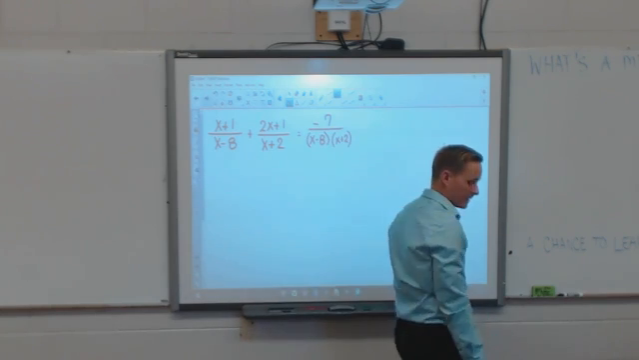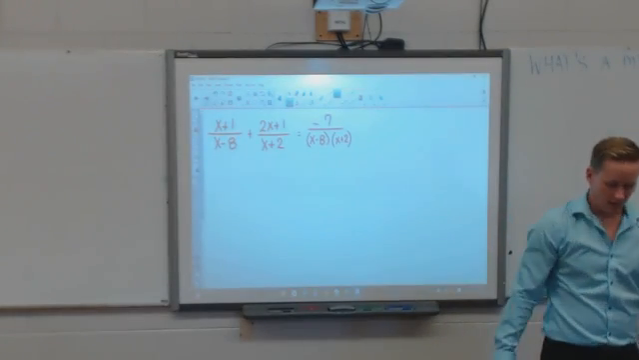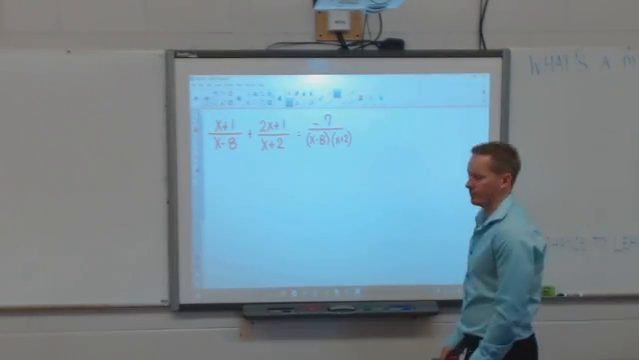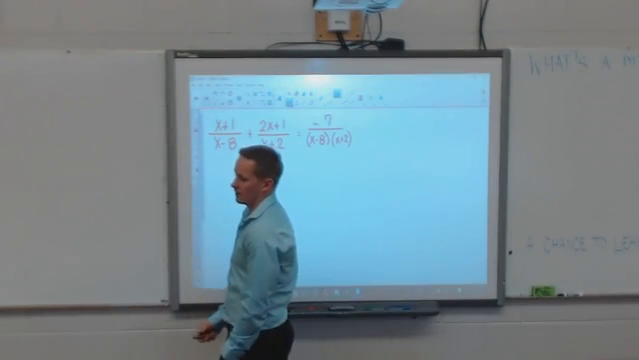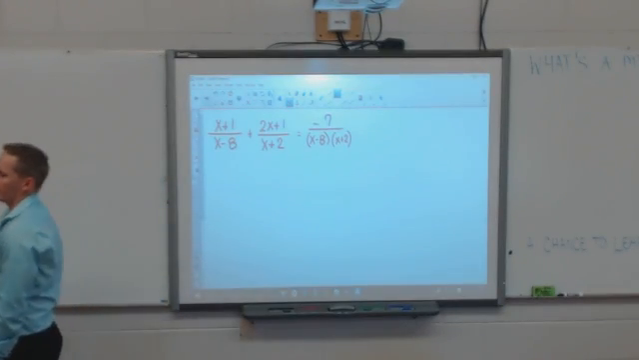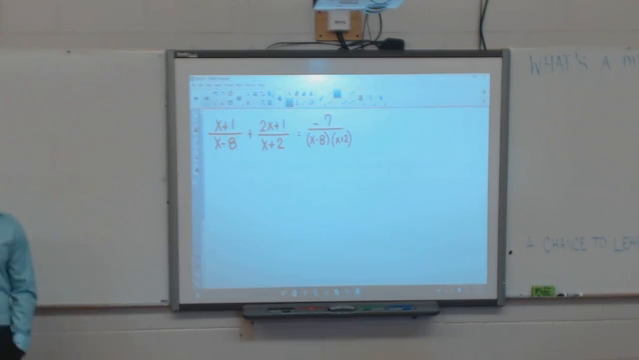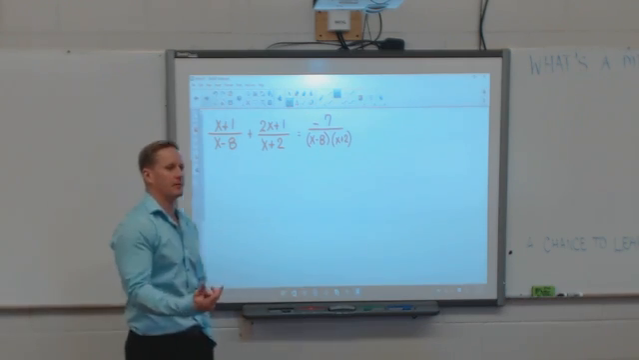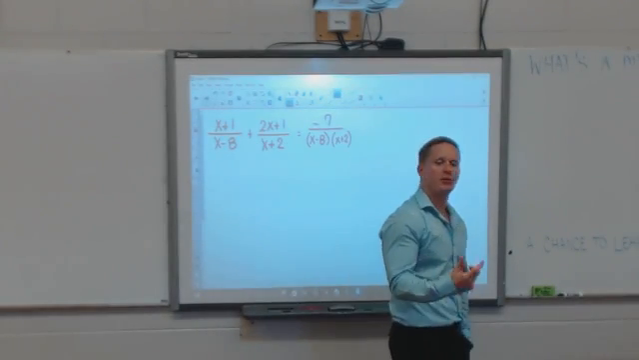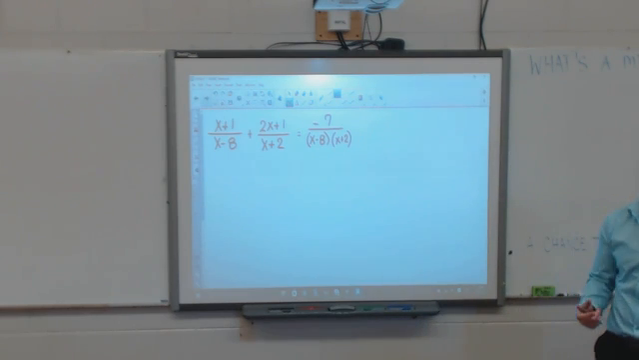Alright, so now, looking at this one here, I have 2 choices as to how I want to approach it. First choice is to multiply by each individual piece. The second choice is to multiply by a common denominator. Does anybody see what the common denominator is right away?